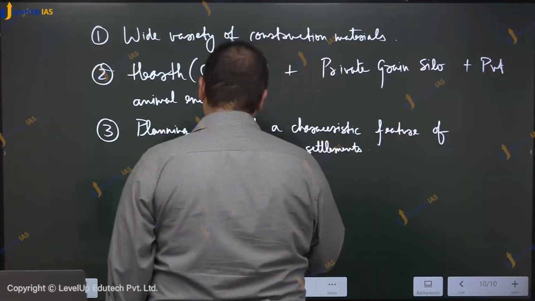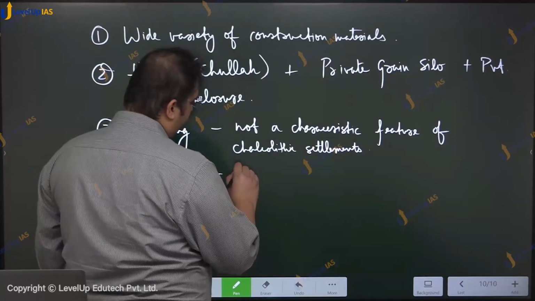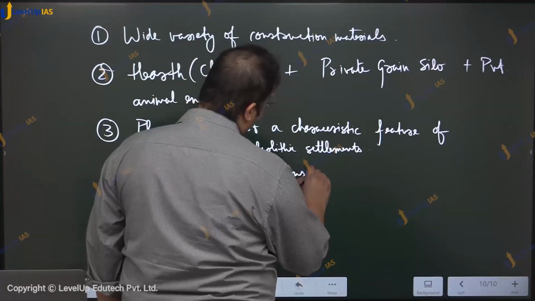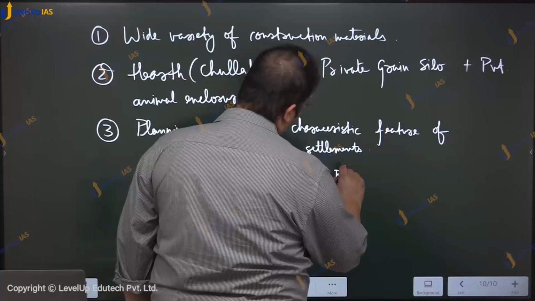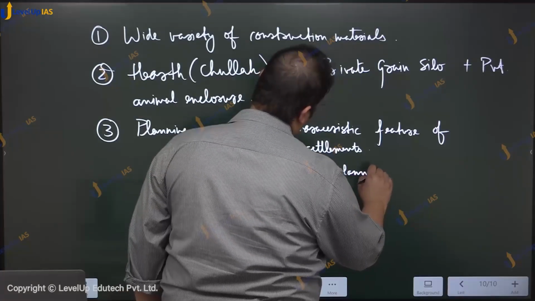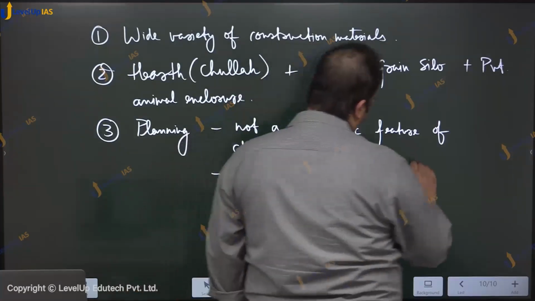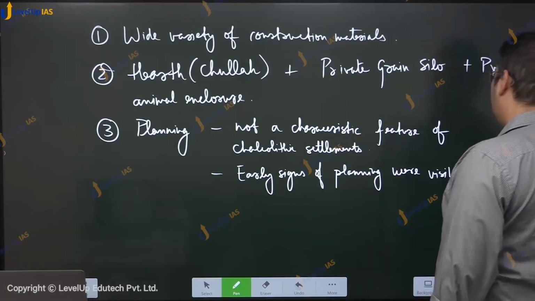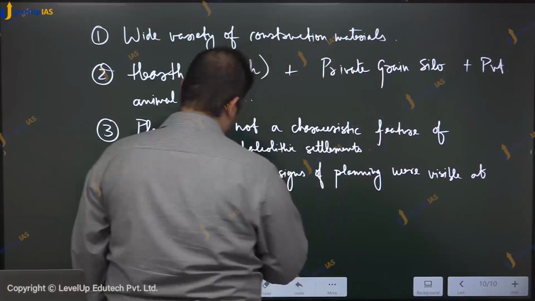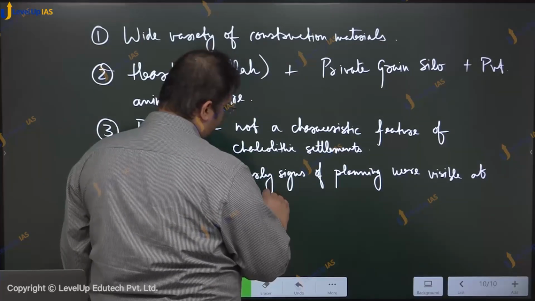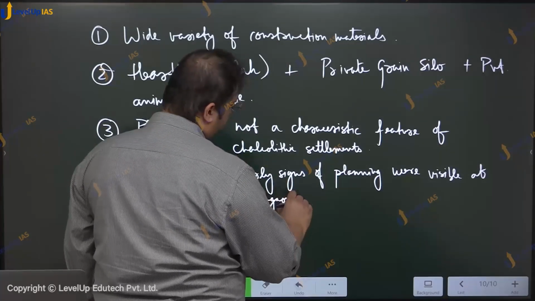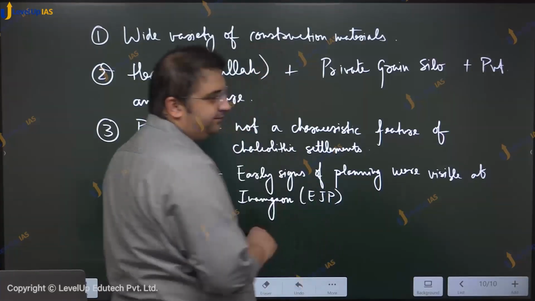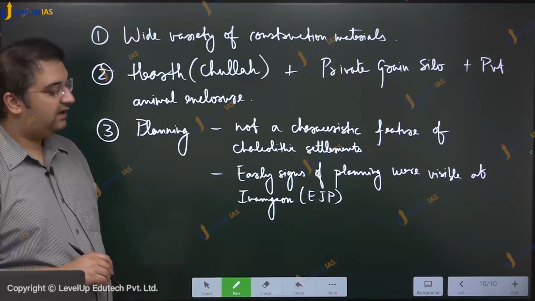However, the early signs of planning were visible at Inamgaon during the early Jorwe period.